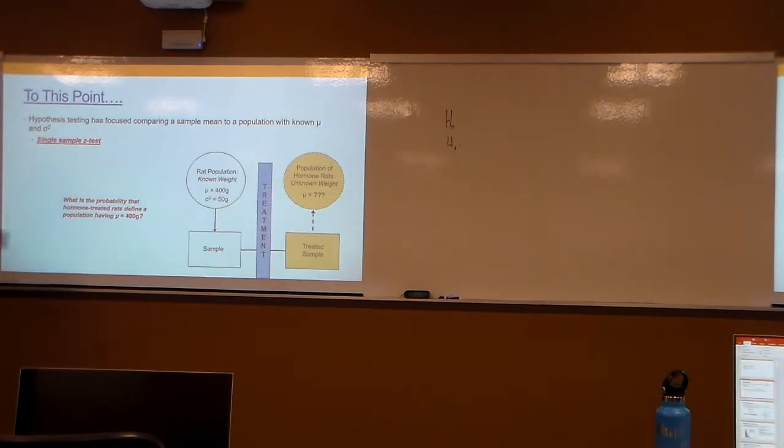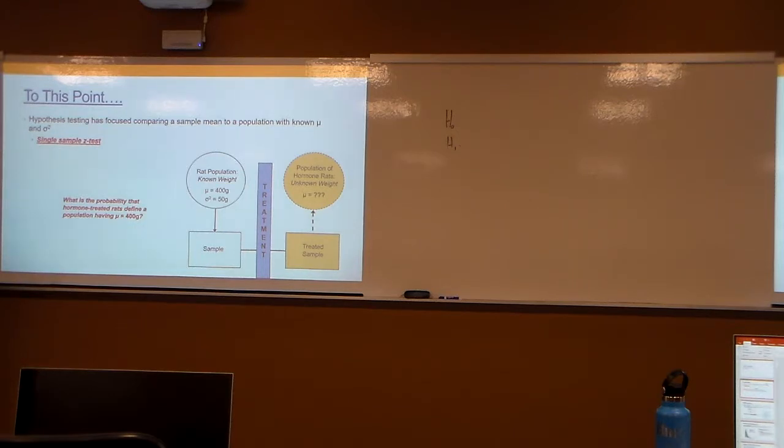But if we're thinking about this, we've got some reference population where we have a known mean and a known standard deviation. We take a sample from the known population, administering some sort of treatment to that sample, which then produces some hypothetical population with unknown parameters, right? So I take a sample of rats with known mass and standard deviation. I give them some treatment. Now all of a sudden those rats become a different population. They're not part of the original population.